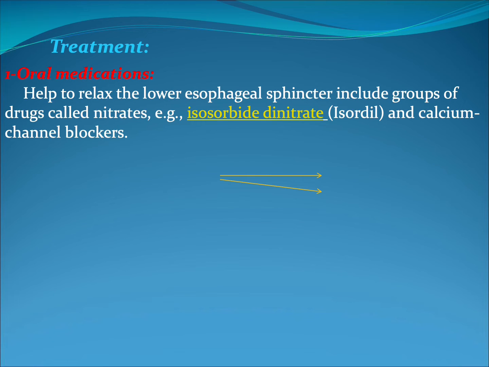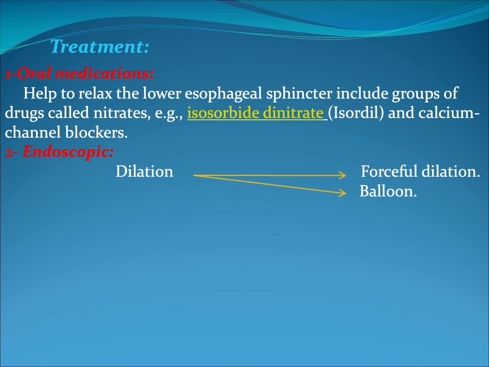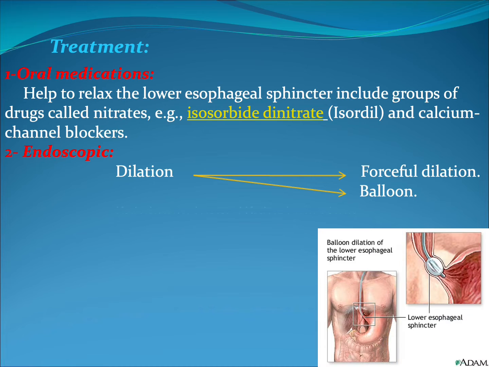So the treatment, we start first with oral medications like nitrates, which try to relax the lower esophageal sphincter, and also calcium channel blockers. And there's endoscopic dilatations with either balloon dilatation or forceful dilatation, to try to release the lower esophageal sphincter. And this is a balloon dilatation of the lower esophageal sphincter, and sometimes they can inject botulinum toxin, to try to paralyze the lower esophageal sphincter and help it to dilate.